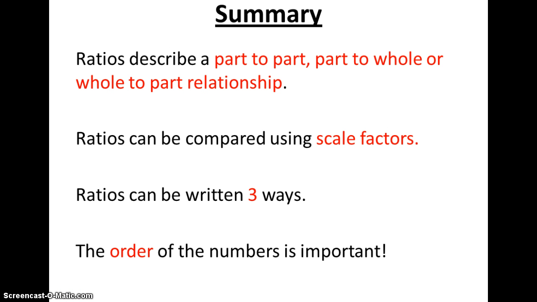Finally, let's summarize what we've learned today. Ratios describe a part-to-part, part-to-whole, or whole-to-part relationship. Ratios can also be compared using scale factors, which is the multiplying that you would do, and we will talk about that later this week. Ratios can also be written in 3 different ways. We talked about ratios can be written in word form, with a colon, or in fraction form.